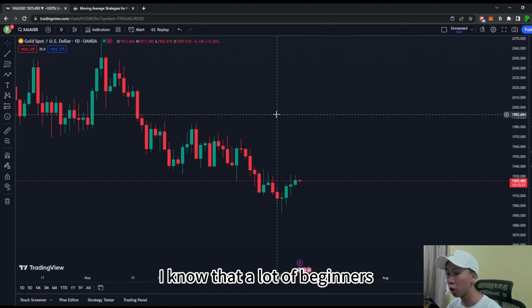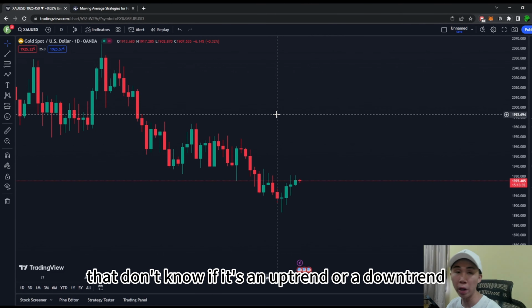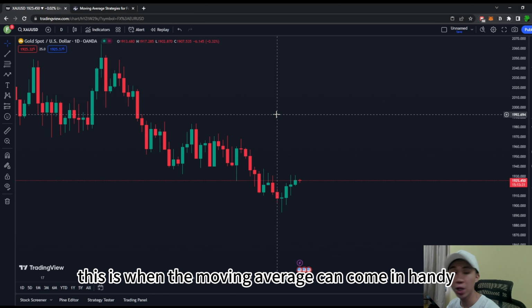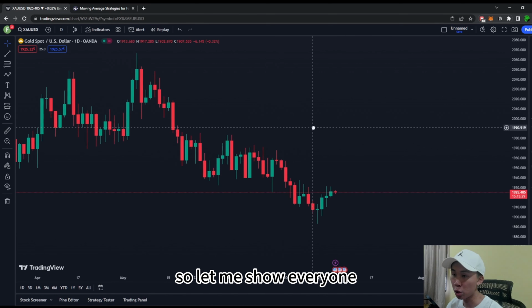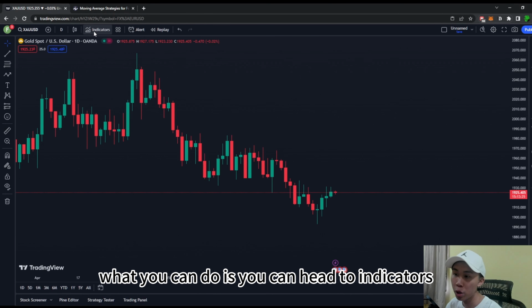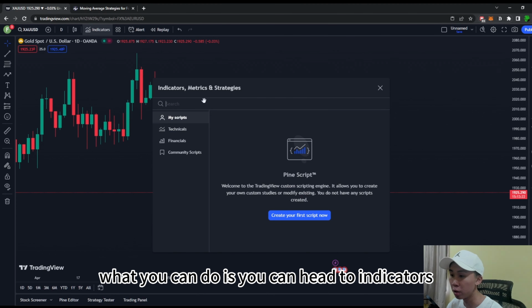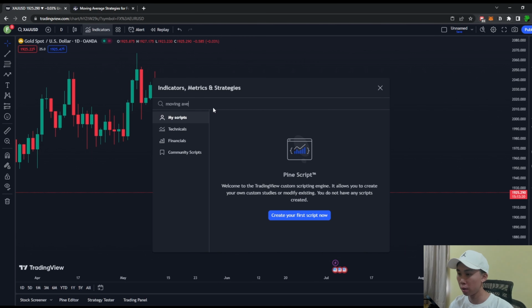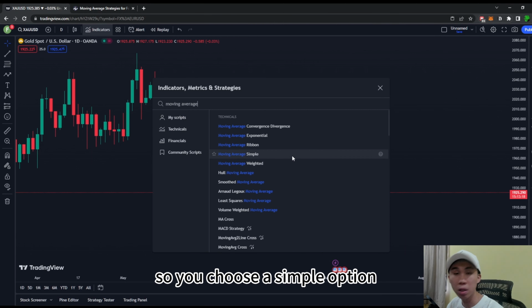I know that a lot of beginners don't know if it's an uptrend or a downtrend. This is when the moving average can come in handy. So let me show everyone. This is a daily time frame, which means a long-term trend. What you can do is head to indicators, moving average. So you choose the simple option.